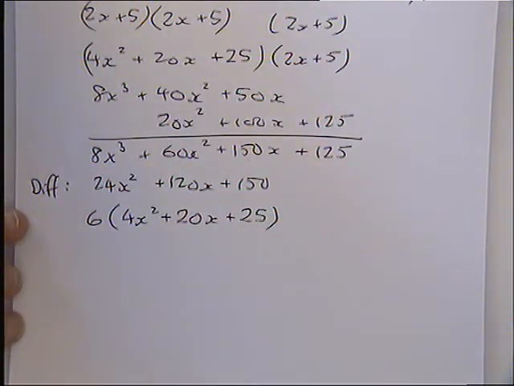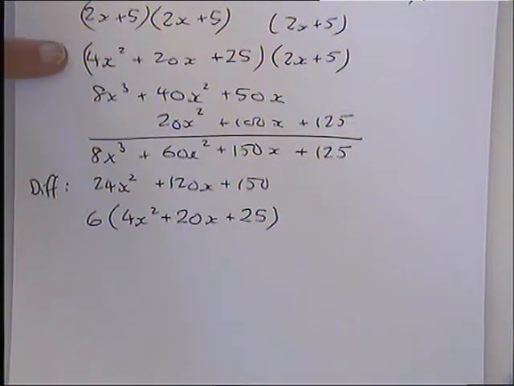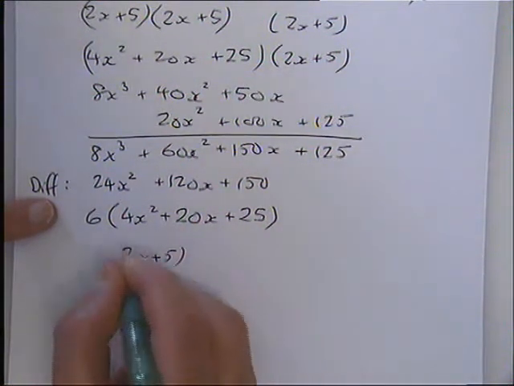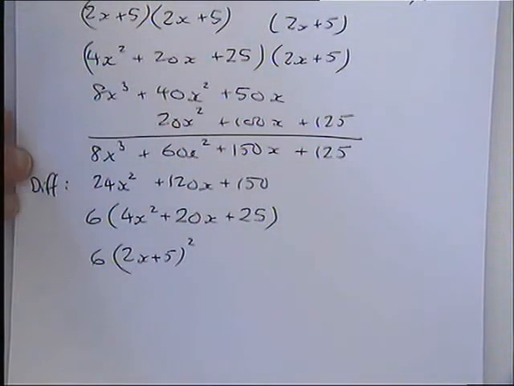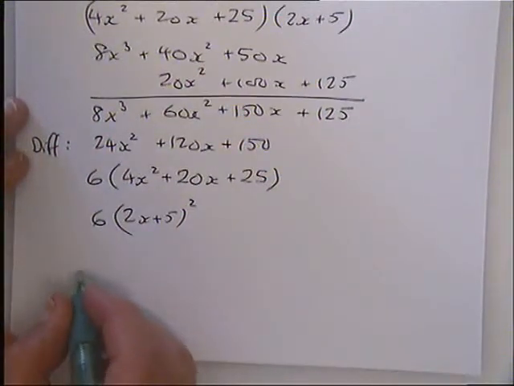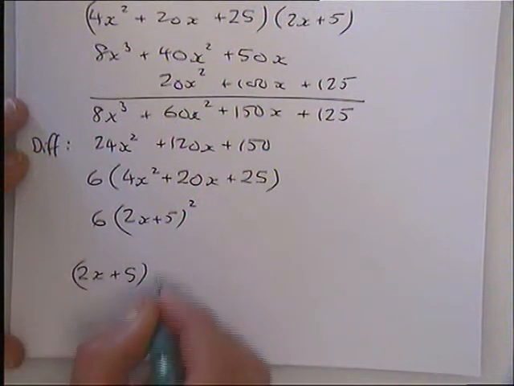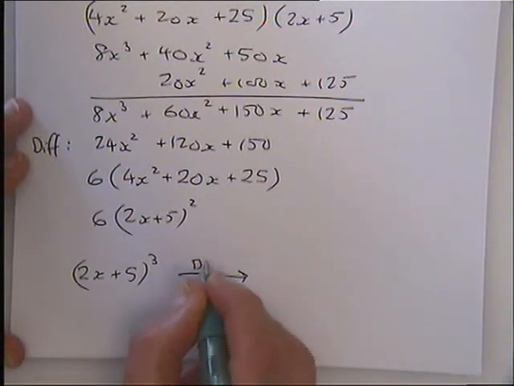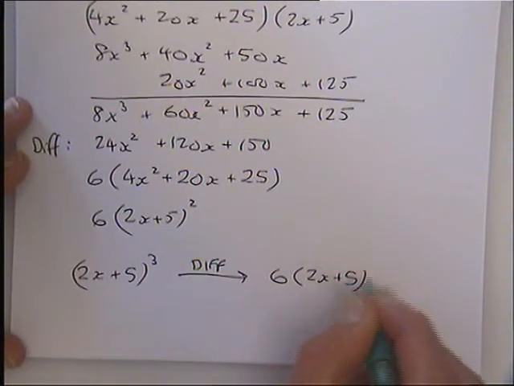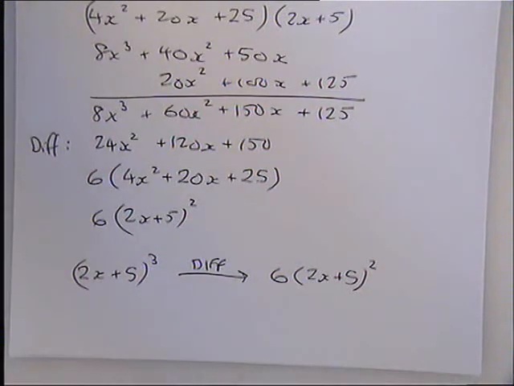Now, it depends here whether any of you are actually using intelligence. Then that is 2x plus 5. Okay, it's up here, isn't it? It's the same thing as the one I'm pointing to, which came from there. So this is 2x plus 5 all squared with a 6 in front of it. Okay? So we started out here with 2x plus 5 cubed. We differentiated it and we ended up with 6 times 2x plus 5 squared. Okay?